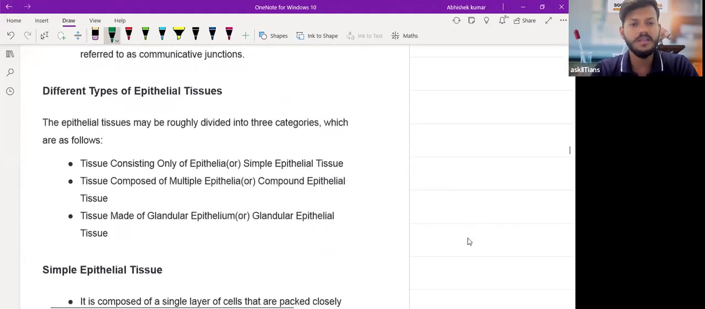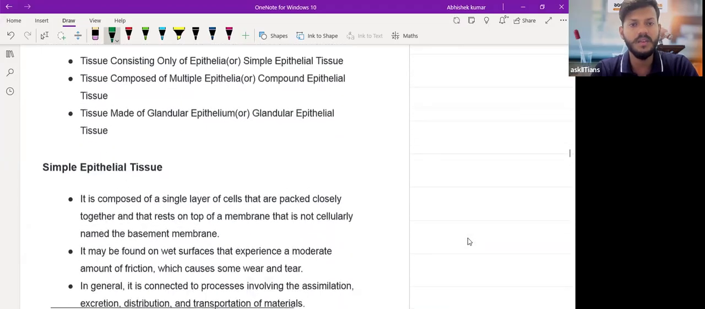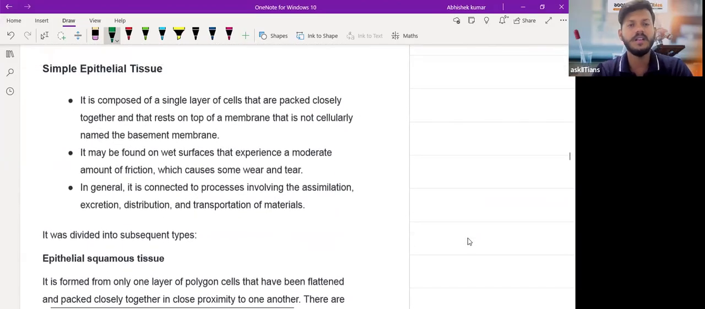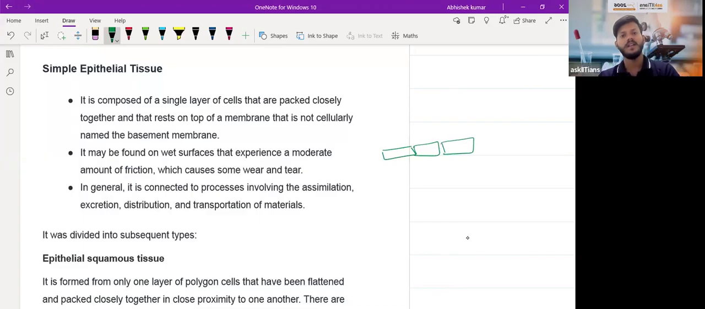So what are the different types of epithelial tissue? So we have simple epithelial. It is composed of only a single layer. So you know the simple epithelial is composed of only a single layer of cells, right? And the cells are packed closely together and rest on top of the membrane that is named the basement membrane.